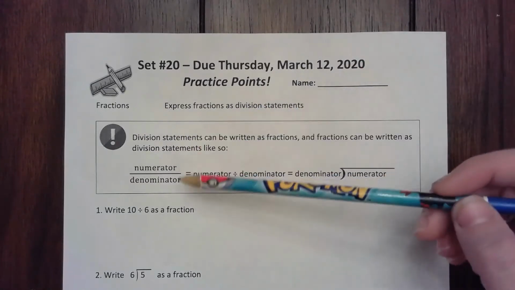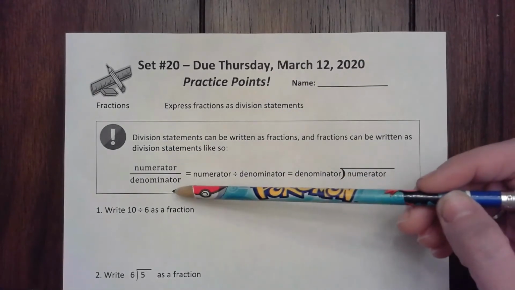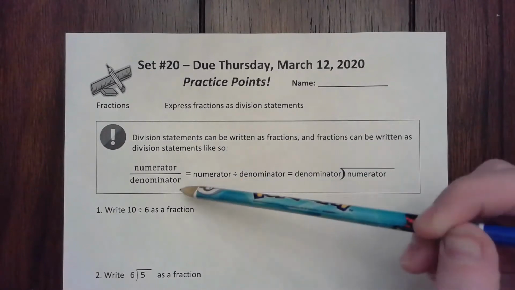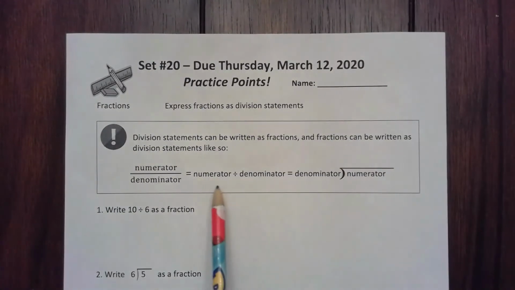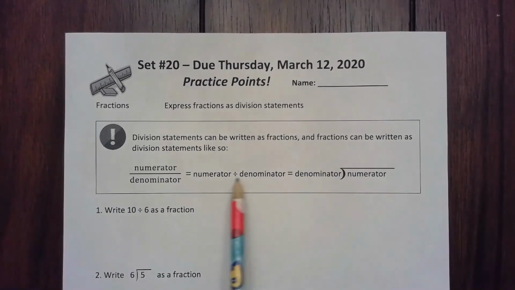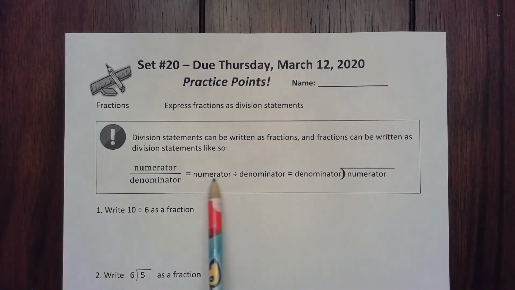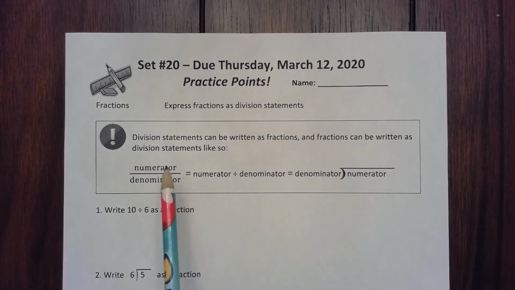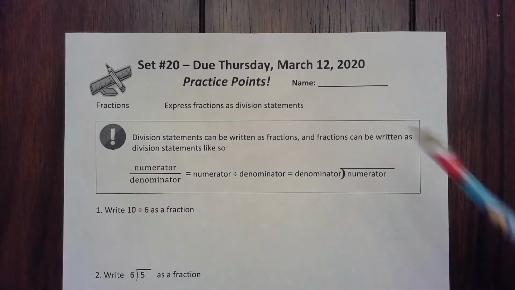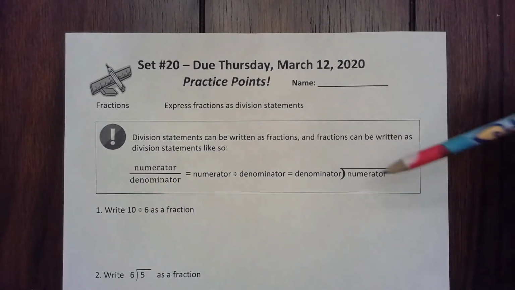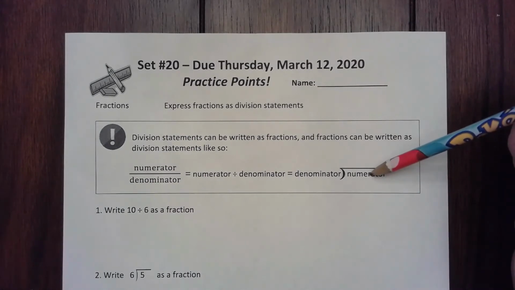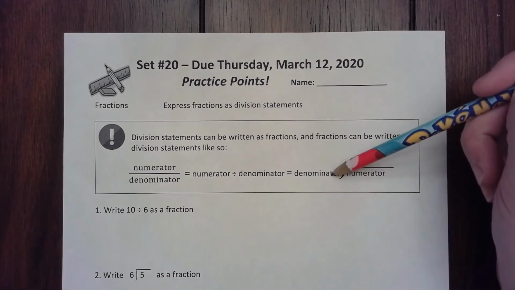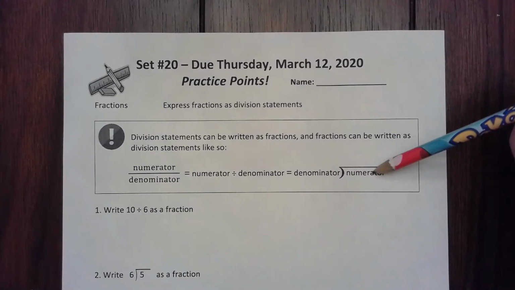If we had a normal fraction with a numerator on top and the denominator on the bottom, that can be turned into a division statement of numerator divided by denominator. So if we simply put that division symbol in between the numerator and the denominator, it means the same as our original fraction. We can also rewrite it as the numerator inside our division house and the denominator on the outside dividing into that numerator.